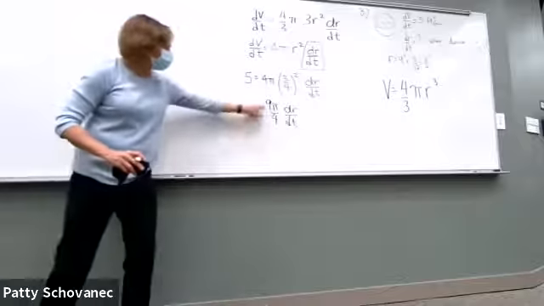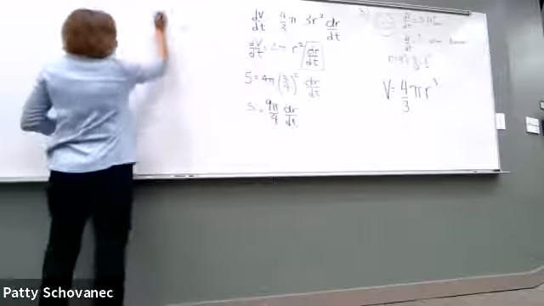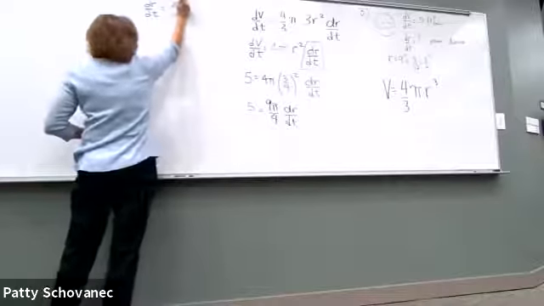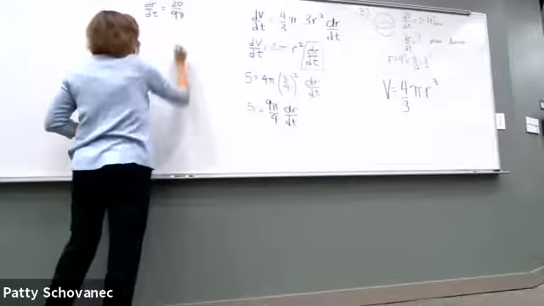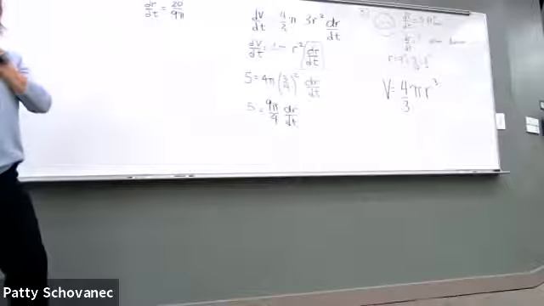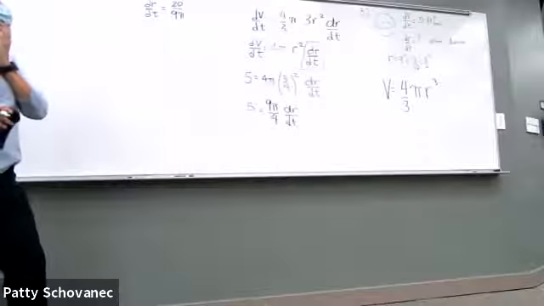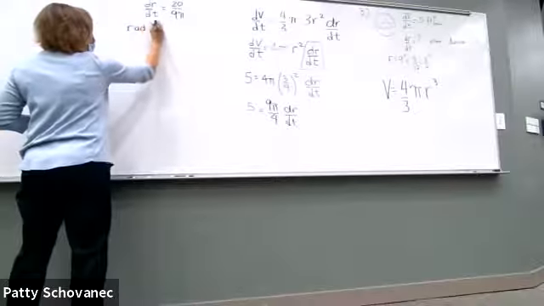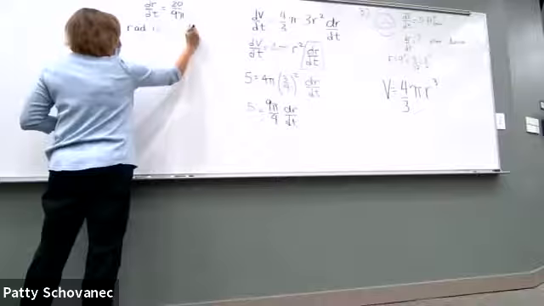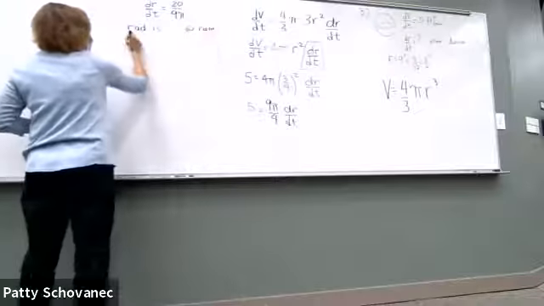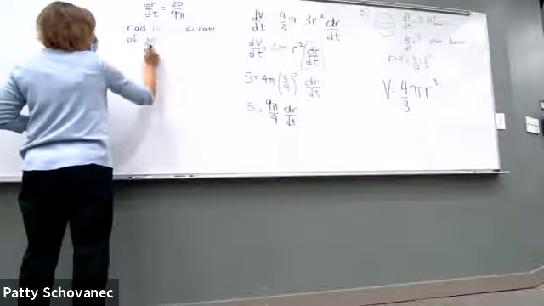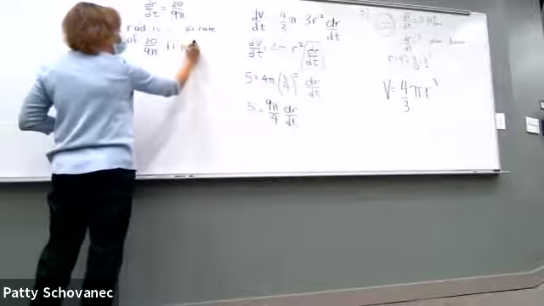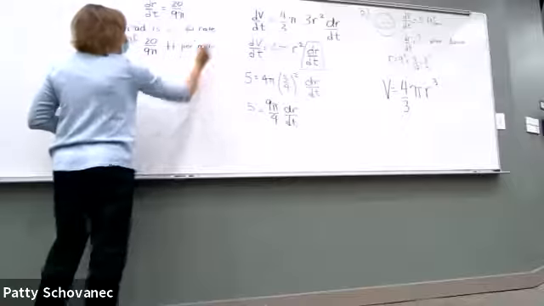I'm going to multiply by 4 and then divide by 9 pi. So I get that dr/dt is 20 over 9 pi. And so we'll put the units on that. It's positive, so we're going to say that the radius is increasing at a rate of 20 over 9 pi feet per minute at that instant.